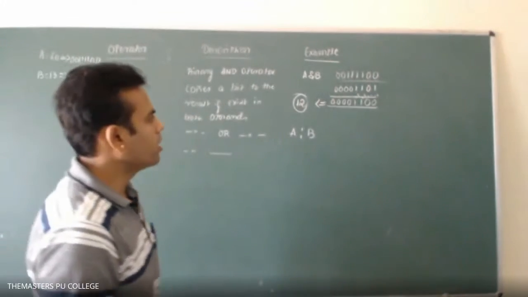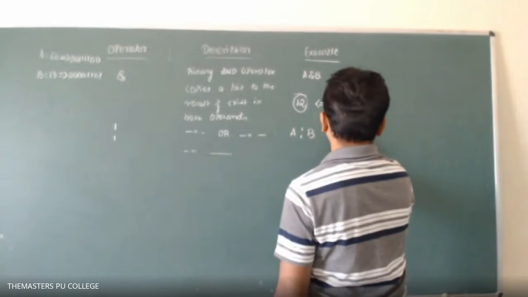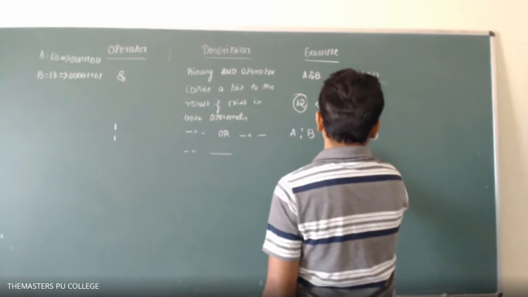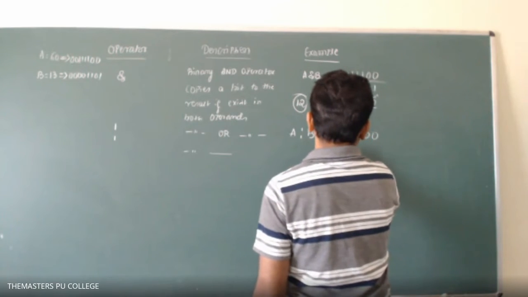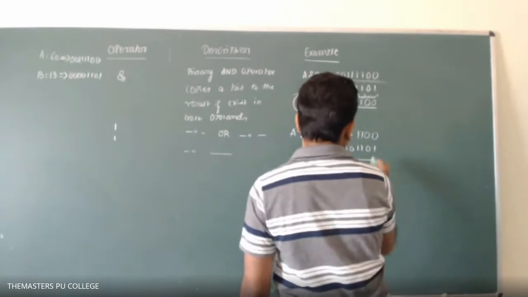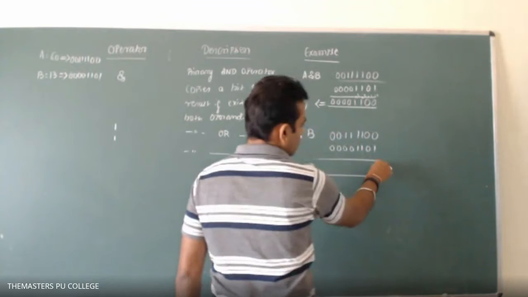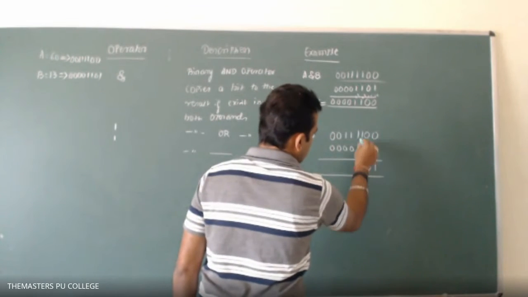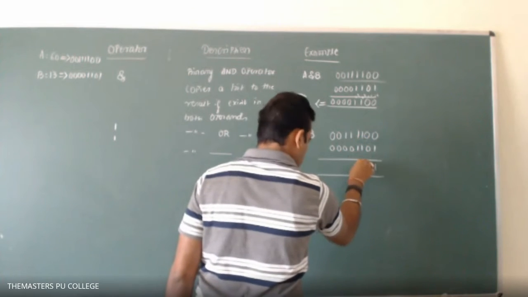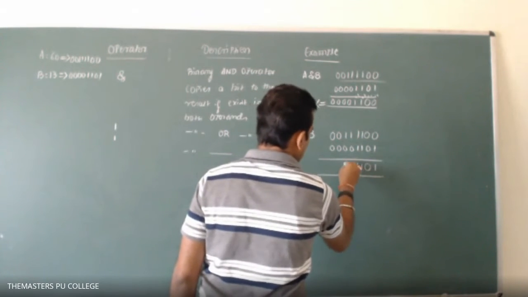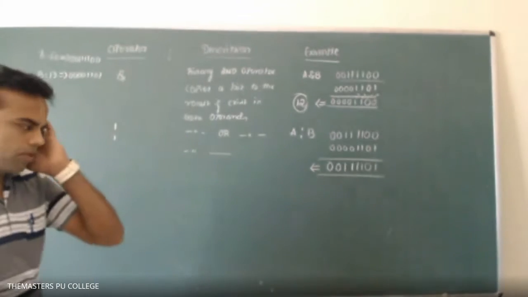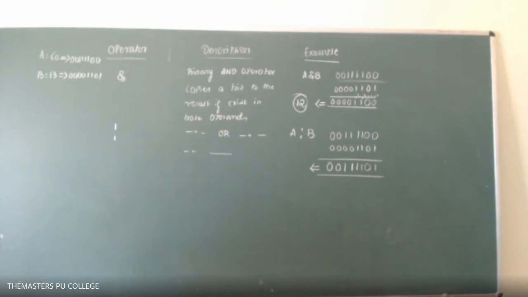A OR B. So again, consider the value A: 0 0 1 1 1 1 0 0, and B: 0 0 0 0 1 1 0 1. So what is the result now? 0 OR 1 is 1, 0 OR 0 is 0, 0 OR 1 is 1, 1 1, next 1 1 0 0. What is the decimal equivalent of that?